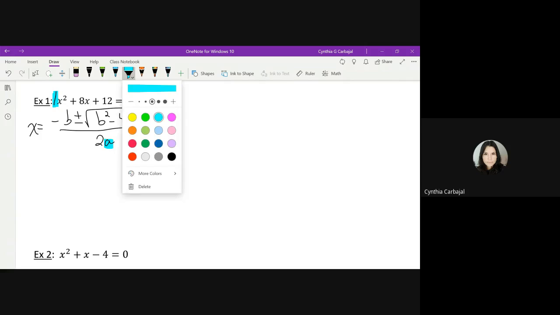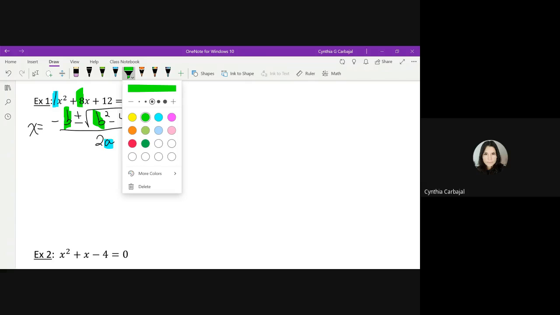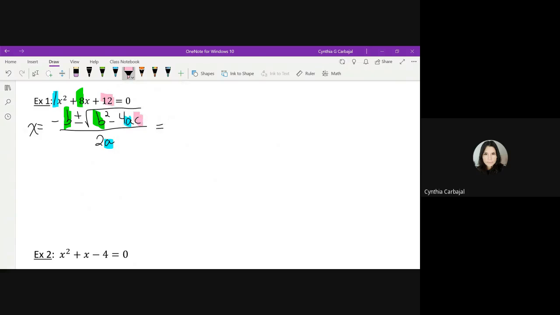Then my b is going to be 8, so I'm going to substitute an 8 here and an 8 here. And then the last one there, my c is 12. Okay, so a, b, c. And then substitute it into the formula.